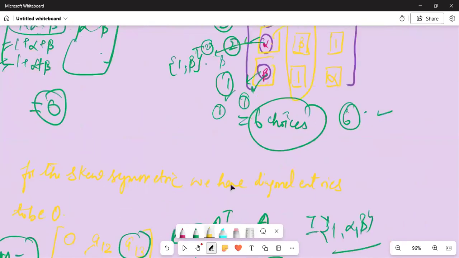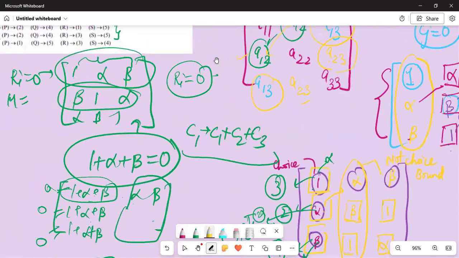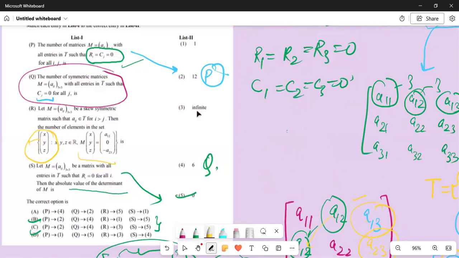So the answer for part R is infinite. This is 3. Because S was 5, using the column operations, column transformation, we deduce that S is 5, R is 3, Q is 4, and P is 2. So option B is invalid, as it doesn't have any part as its answer. So C is the final answer.